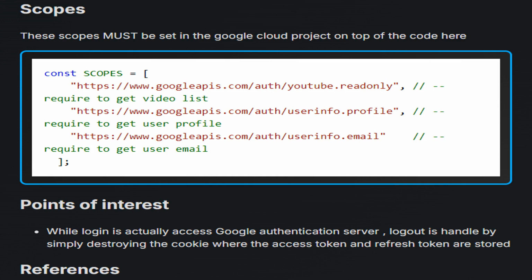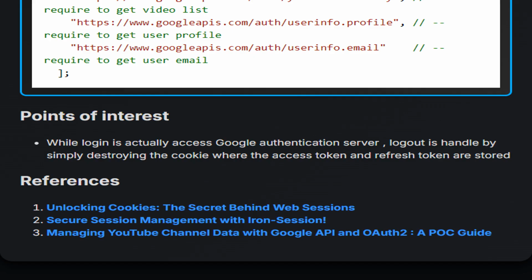The text emphasizes that specific OAuth scopes must be configured in a Google Cloud project to enable certain functionalities in a code snippet. The required scopes include permissions for reading YouTube data, accessing the user's profile, and retrieving their email address. The text explains that logging in involves accessing the Google Authentication server, while logging out is accomplished by deleting the cookie that stores the access and refresh tokens.